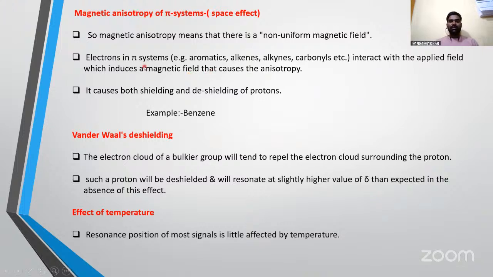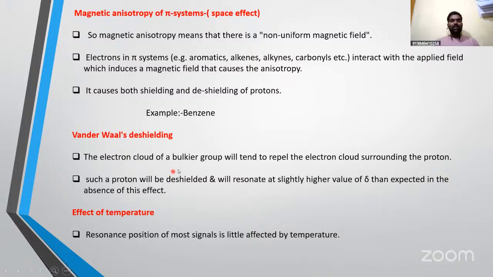So as the electrons interact with this applied field, what happens? There will be an induced magnetic field that causes the anisotropy, or non-uniform magnetic field. It causes both shielding and de-shielding of protons. Benzene is an example. The next one is van der Waals de-shielding.